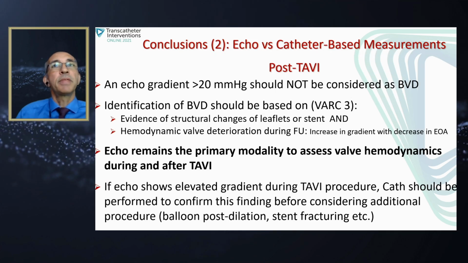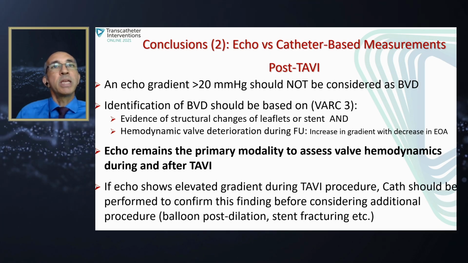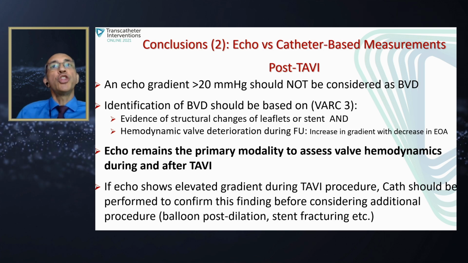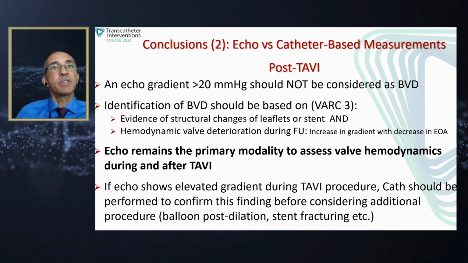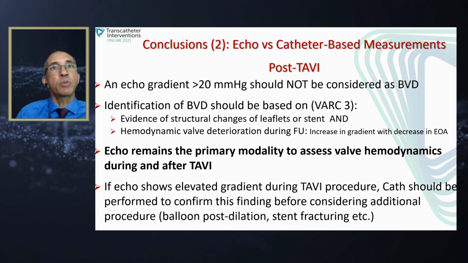So I think in terms of clinical implication, first, a mean gradient of more than 20 by echo should not be considered as bioprosthetic valve dysfunction. And identification of dysfunction, so intrinsic problem with the valve, should be based, according to VARC-3, on evidence of structural changes to the leaflet or stent, and hemodynamic valve deterioration.